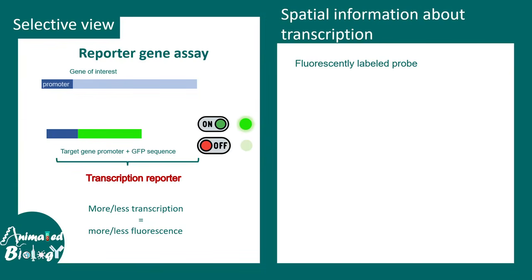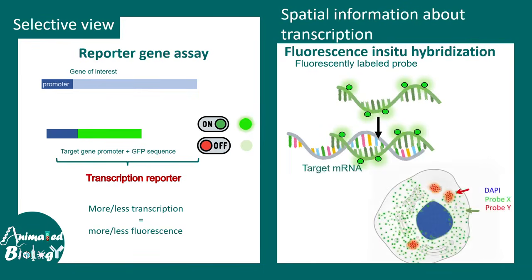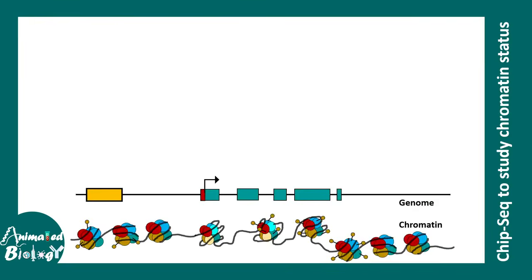Then spatial information about transcription can be obtained by a fluorescently labeled probe. Using a fluorescently labeled probe, a particular mRNA can be detected in an intact tissue or cell. This is known as fluorescence in situ hybridization. So it can tell us not only whether transcription is happening or not, but also where the new mRNA is located. All this information can be obtained by this particular technique.